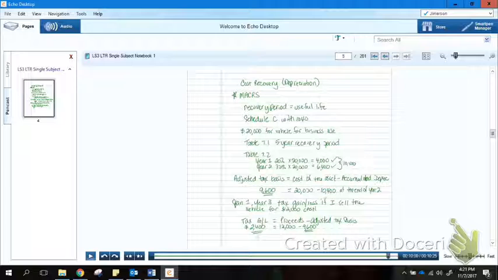So we need to know our adjusted tax basis. We need to keep track of our depreciation in order to figure out what's our tax gain or loss whenever we sell our assets or our assets are destroyed in a fire or something like that.